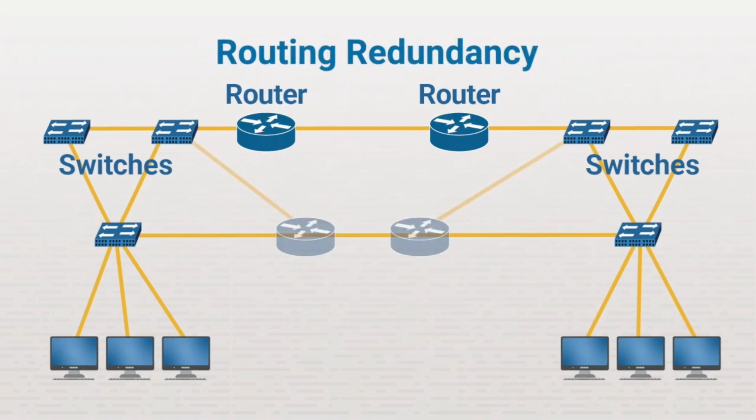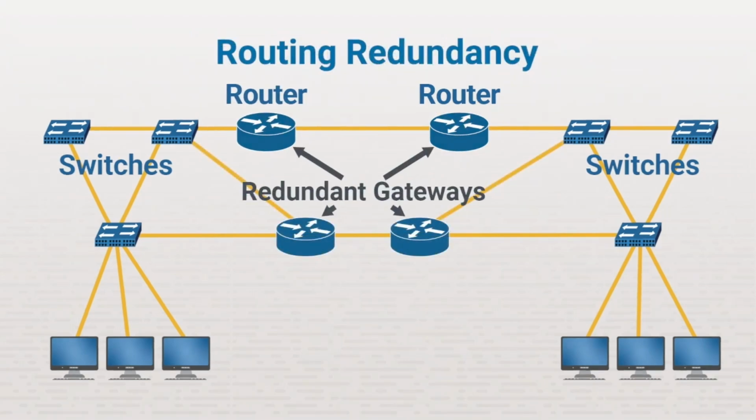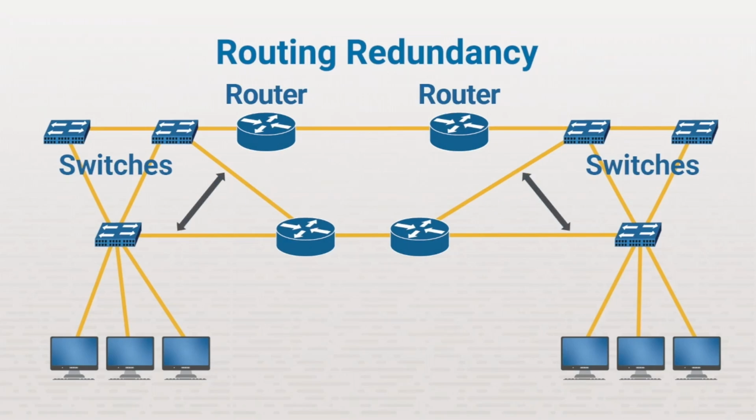Now look at this configuration. There are redundant default gateways for each segment. We also have redundant links to the default gateways on each side as well. There are also redundant links between routers. We have a link here, and we have a link here. In this configuration, routers on the same network can compensate for each other if one of them goes down.